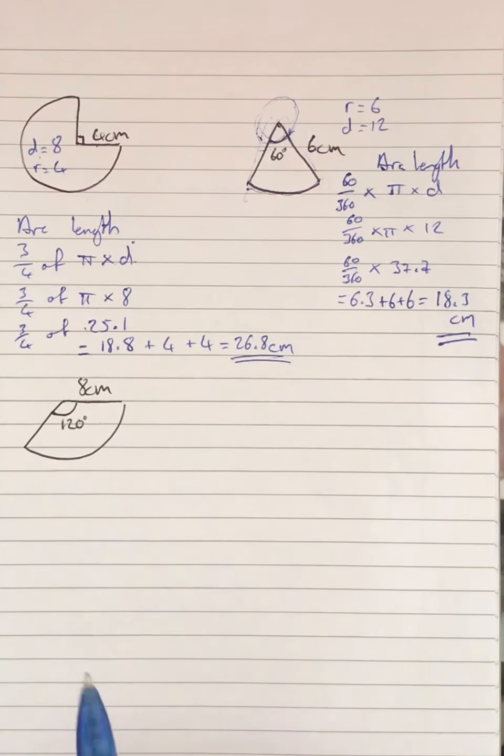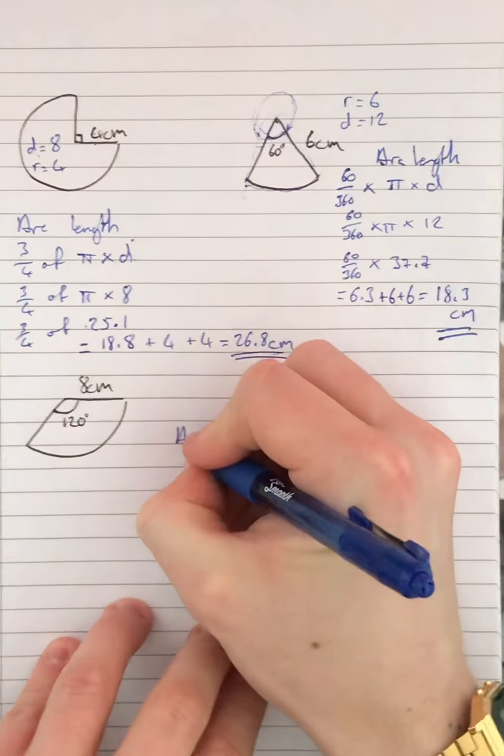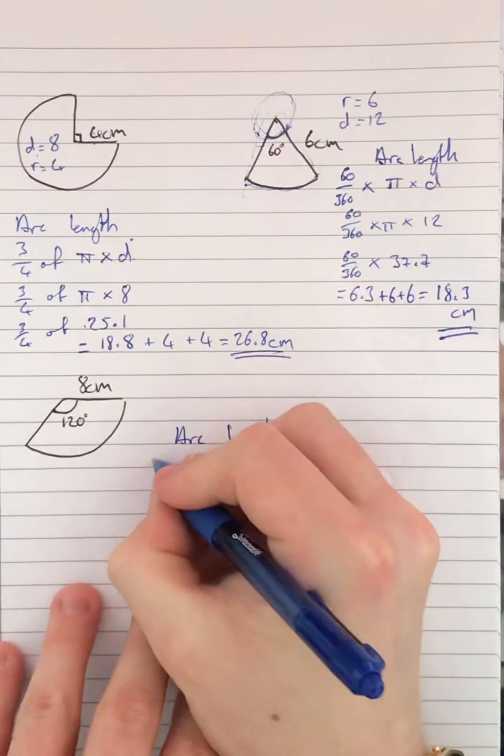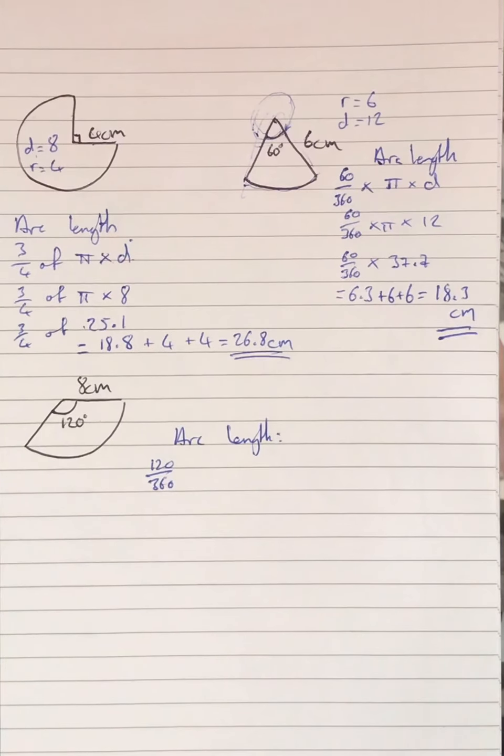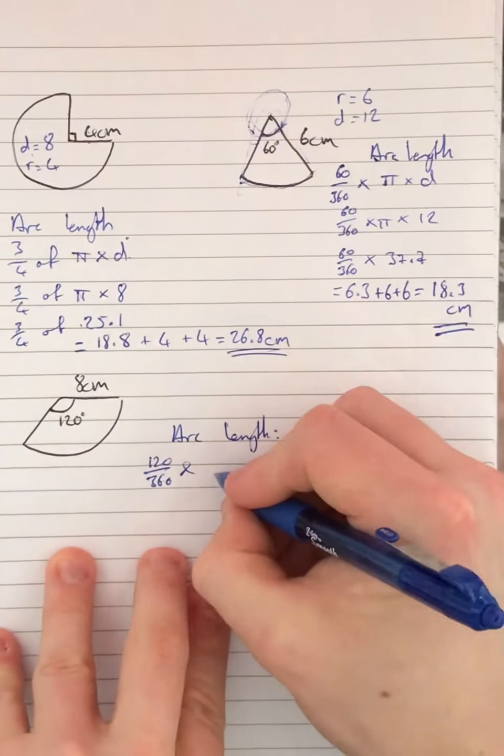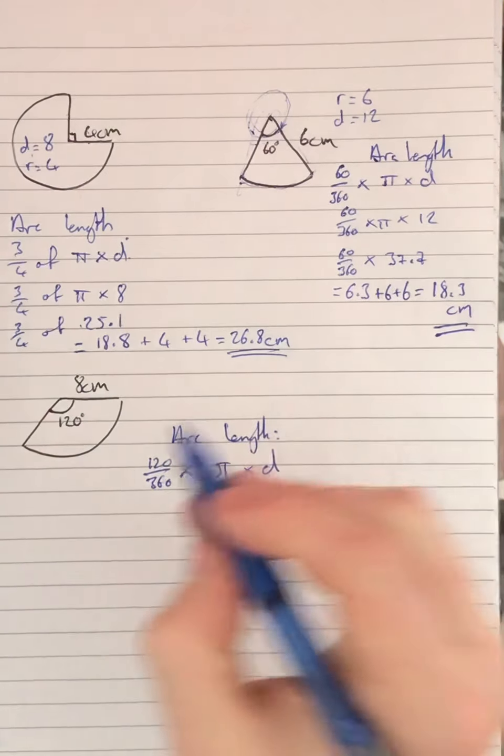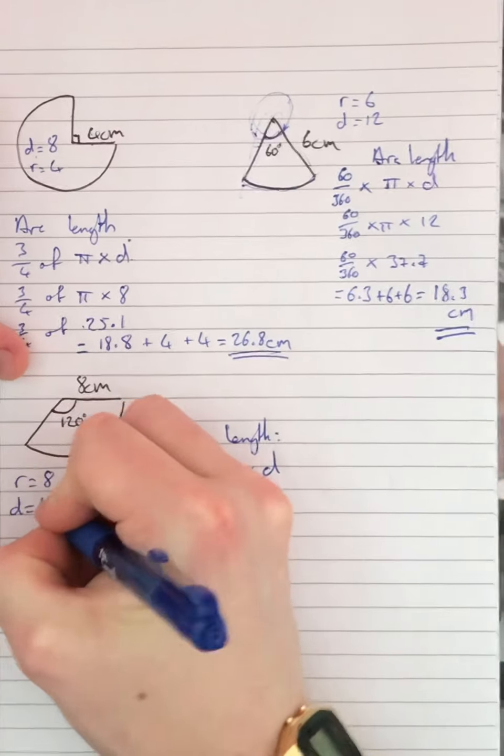Okay, guys, so the fraction of my circle is 120 out of 360. We've got 120 degrees out of that whole circle, and we want that fraction of the whole circumference. Now, I need to go back and do my first step. If I know that the radius is 8, I know that the diameter is 16.